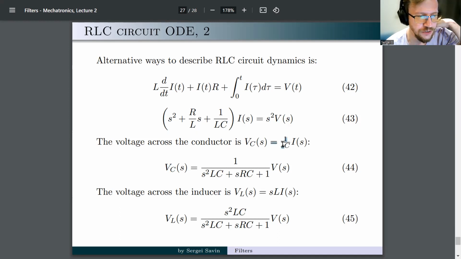So to find the voltage across the capacitor, we multiply this transfer function by 1 over CS, right? To find the voltage across the inductor, we multiply it by SL, right? So quite simple. And that is it.